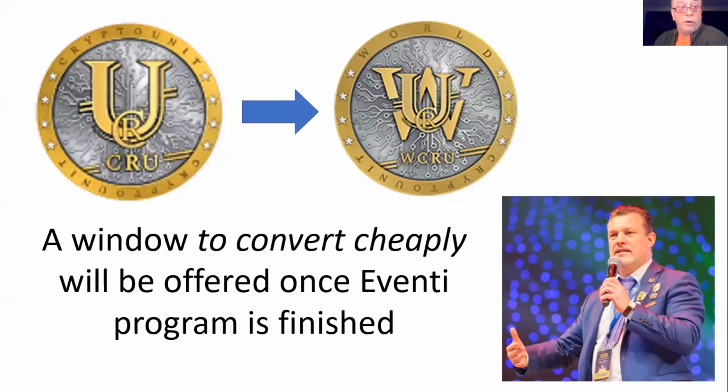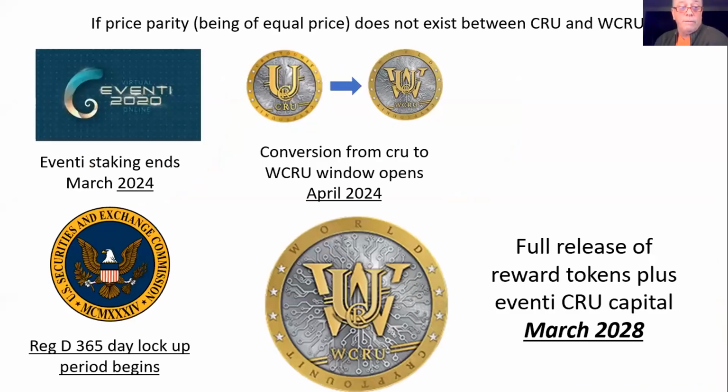And this also applies for the staking for CRU for periods of time, 3, 6, 12, whatever those months, those periods are. That window will be opened for cheap conversions once the Eventi program is complete. So if you look at that in a timeline, the Eventi staking ends in March 2024. The conversion from CRU, the cheap conversion from CRU to World CRU, that window will open in April 2024.